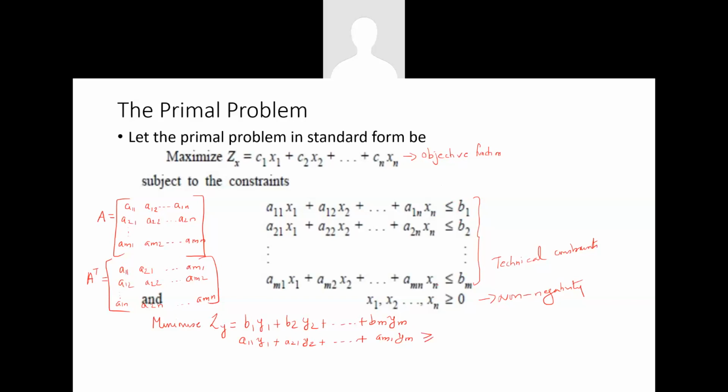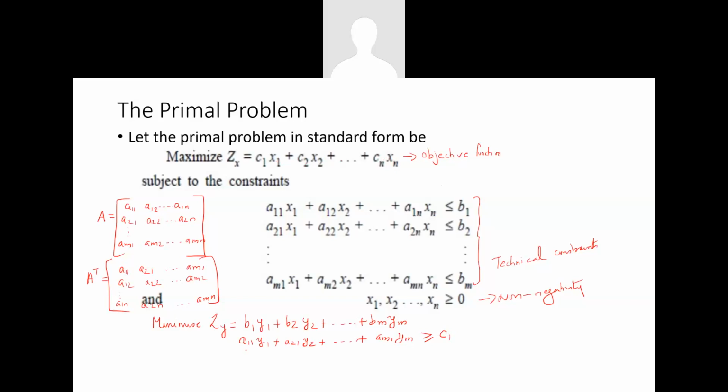And here, instead of b1, b2 up to bm, in the objective function of the primal problem, you are using c1, c2, cn, isn't it? So here you can write c1, right? The constants that you have used in the objective function of the primal maximization problem become your constraint. Okay, that comes to the right hand side of your inequality in the case of the minimization problem.